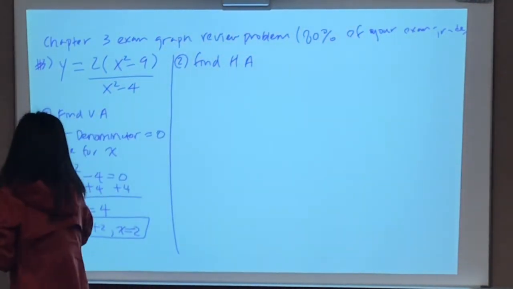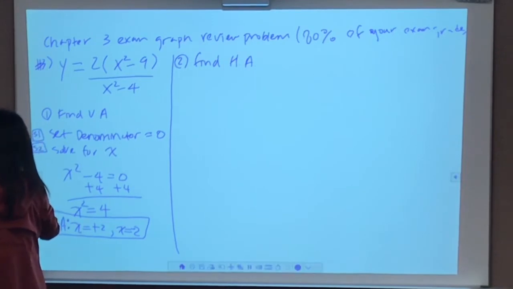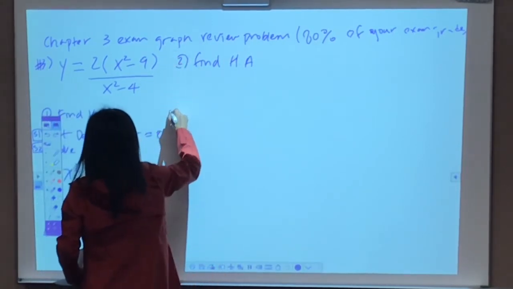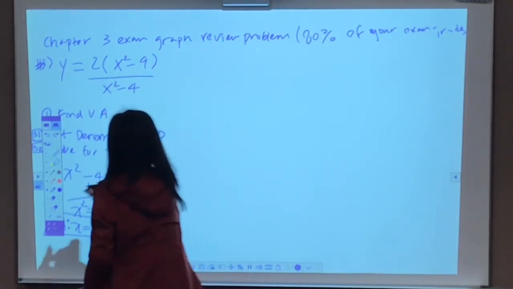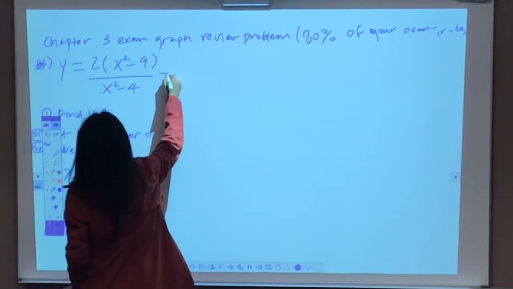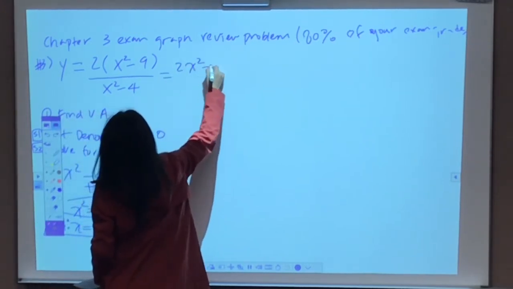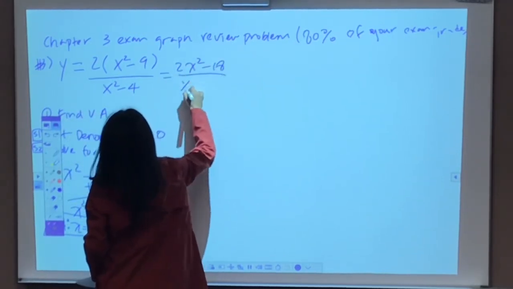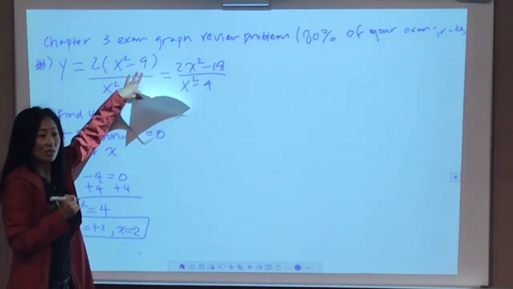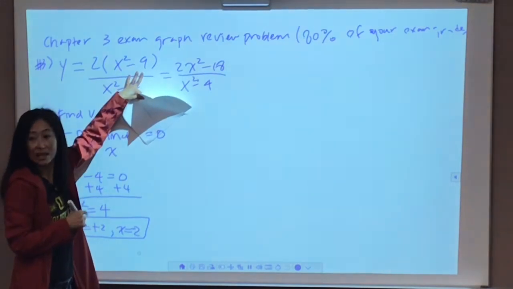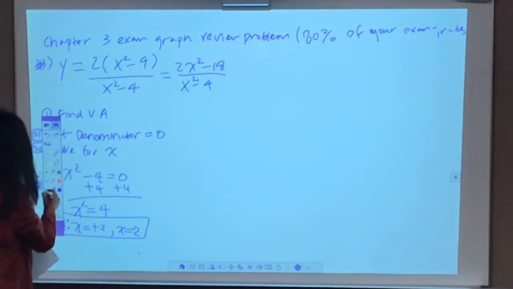Okay, before I do this, I think I need to rewrite this thing. I want to rewrite this one as 2x squared minus 18 over x squared minus 4. Are you with me? I expand this, because you remember yesterday I made a mistake because I didn't expand it, so I'm going to expand it right now.